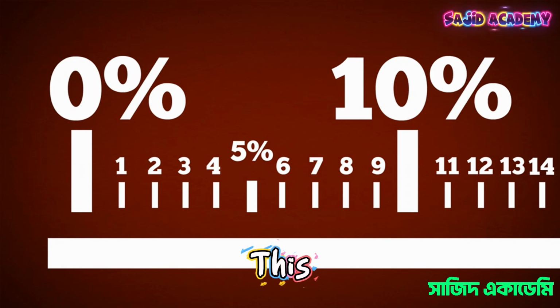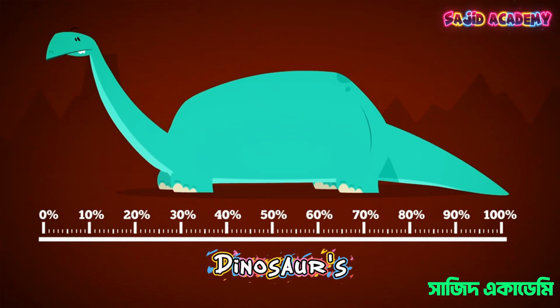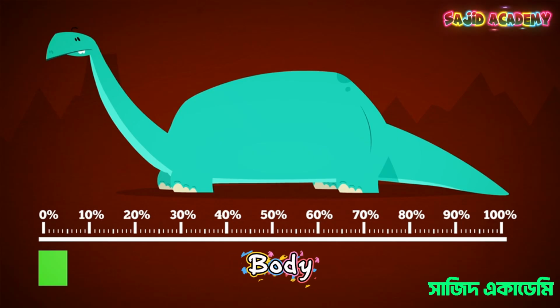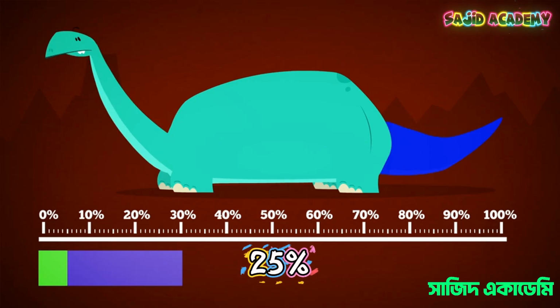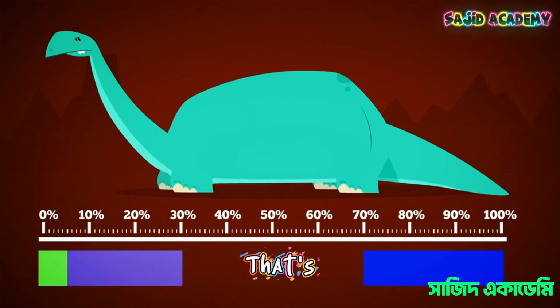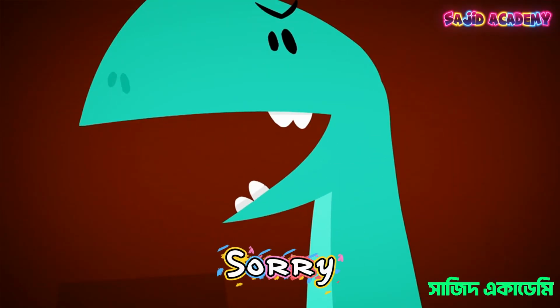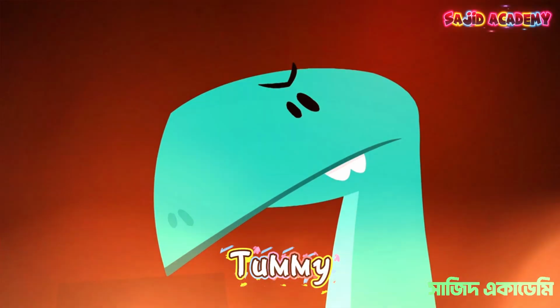We can use this idea to work out the proportions of this dinosaur's body. The dino's head makes up 5% of the length of its body, his neck is 25%, and his tail is 30%. That's 60% so far, leaving 40% for its giant tummy. Oh, sorry, not so giant tummy.